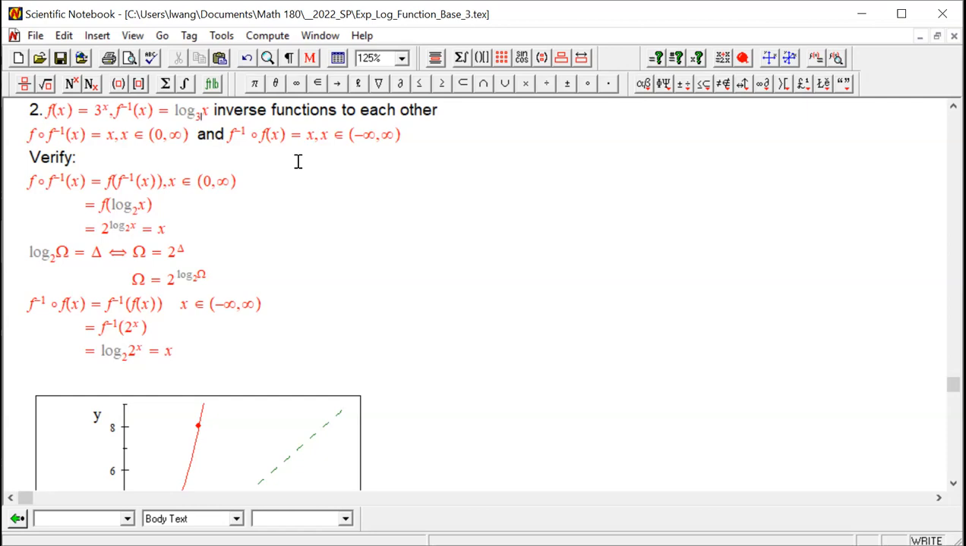These two functions are inverse to each other. So we will have the composition of f and its inverse, and of f inverse and f. The x's are chosen from the domain of the inverse in this piece, and this x is from the domain of f. You see, we're talking about the same thing, and all the details are almost the same. The only thing is the base is different, okay?